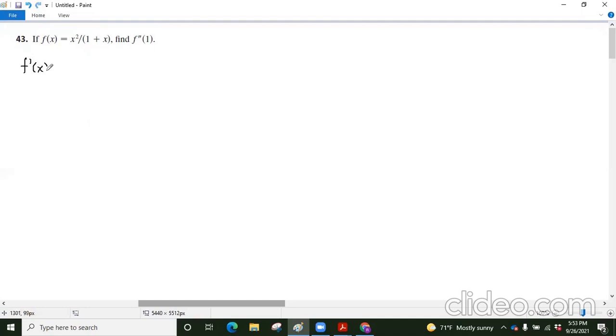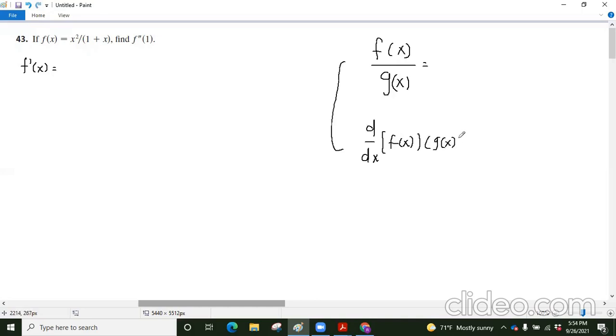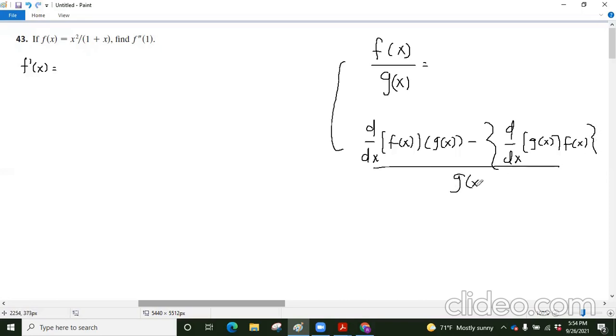So f prime, right? Let's start with f prime. The idea behind this is that if you have f of x over g of x, this is basically the derivative of f of x multiplied by g of x, minus the derivative of g of x multiplied by f of x, all over g of x squared. This is the formula that we're going to use.